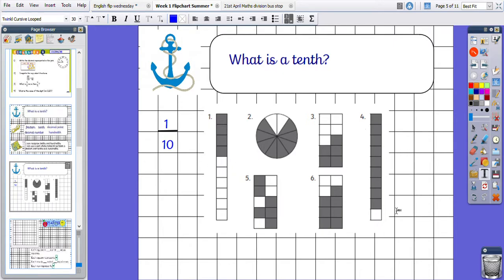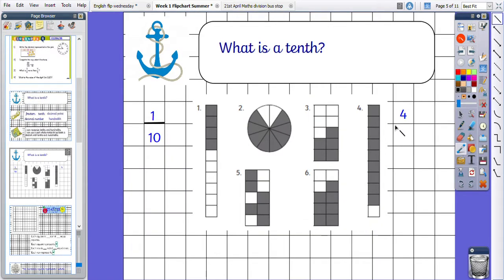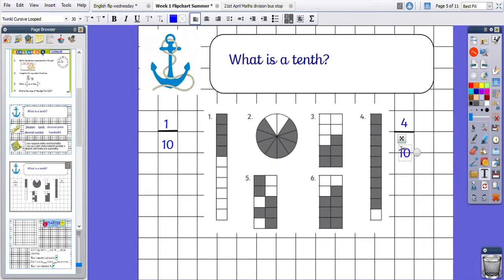Having a look at these questions on our flip chart, question 1, there are 1, 2, 3, 4, 5, 6, 7, 8, 9, 10 equal parts. And I'll give you a little clue because we are dealing with tenths. All of our shapes today are split into 10 equal parts on our anchor task. So question 1, I can see that 4 parts are shaded. So the fraction represented is 4 because our numerator tells us how many parts are shaded, and our denominator is 10. So number 1 is 4/10.